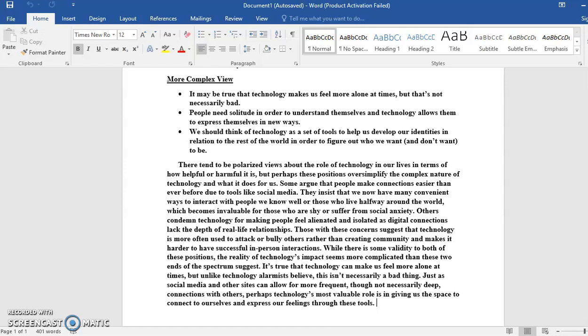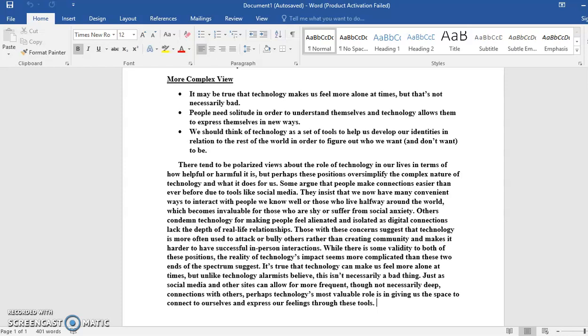Now I'm going to bring up sort of the opposing view of that. Others condemn technology for making people feel alienated and isolated, as digital connections lack the depth of real-life relationships. And again, here's another sort of voice marker where I say those with these concerns, in other words, not me, but those who have those concerns, suggest that technology is more often used to attack or bully others rather than creating community, and makes it harder to have successful in-person interactions.